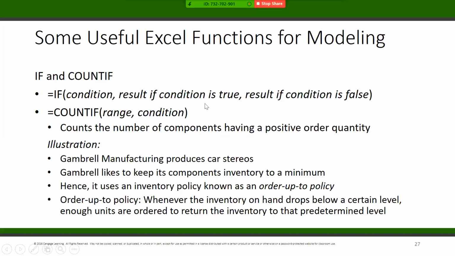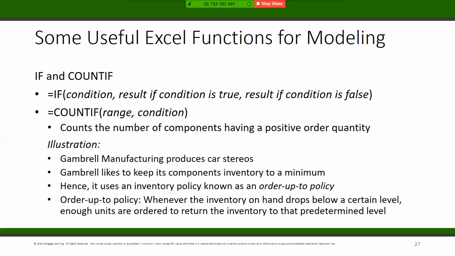Okay, so, illustration: Gambrill Manufacturing produces car stereos. Gambrill likes to keep its components inventory to a minimum. Hence, it uses an inventory policy known as the order-up-to policy. With the order-up-to policy, whenever the inventory on hand drops below a certain level, enough units are ordered to return the inventory to that predetermined level. This is because stereos are composed of a variety of components that the company must carry in inventory to keep production running smoothly.